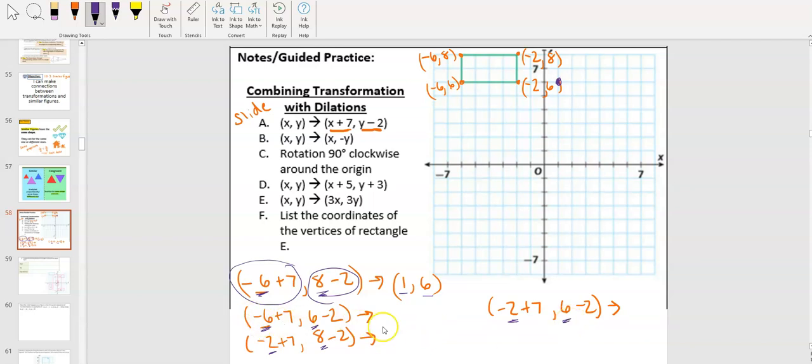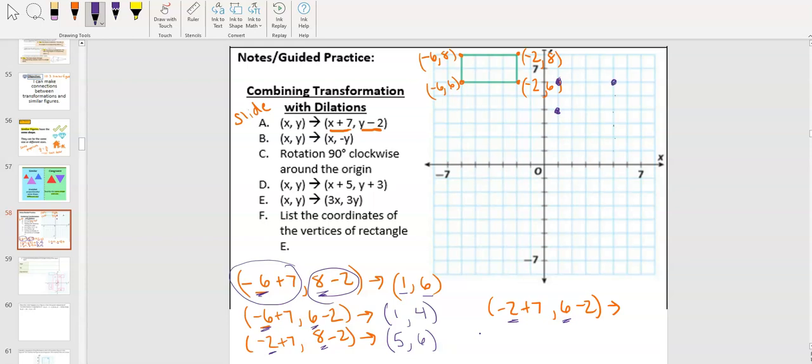I'm going to do -6 plus 7 again, which is going to give me 1. 6 take away 2 is 4. So my new point should be (1, 4): 1, 2, 3, 4. And then I'm going to do it here. -2 plus 7 is 5. 8 take away 2 is 6. So (5, 6): 1, 2, 3, 4, 5, 6.